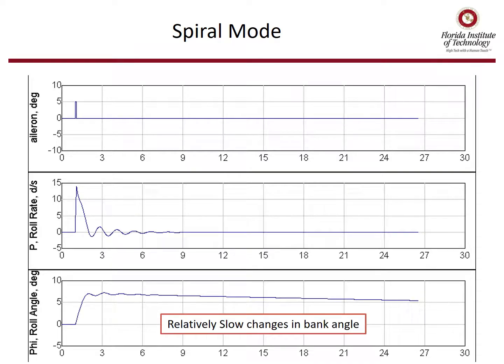Here's some typical time history data showing the spiral mode. The mode was initiated with an impulse in aileron that caused an initial roll rate and caused the bank angle to go to the position of about 7 degrees, and then the controls were released. And we see that the bank angle then, over time, drifted back toward wings level.